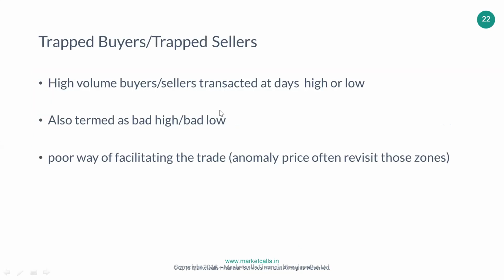So again, trap buyers and trap sellers. We already talked about this. Trap buyers and trap sellers are really a high volume transaction which is happening at the extreme day high or at the extreme day low, which is also termed as a bad high or a bad low, right? So typically when such a trap buyer or trap seller is happening at the day low, let's say price is hitting the day low.